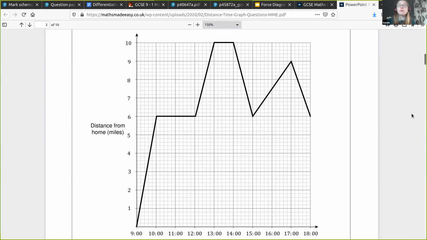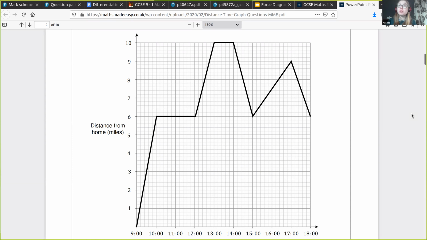So on this graph, you can see that we have distance on the y-axis and we have the time on the x-axis. In this particular example, it is given the time in hours, from 9 o'clock all the way through to 6 o'clock. It might give us the time in seconds or minutes or hours from the start of our journey, but in this example, it's given us the actual times of day.